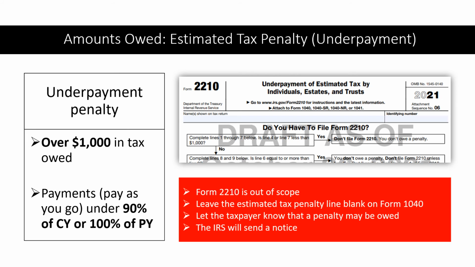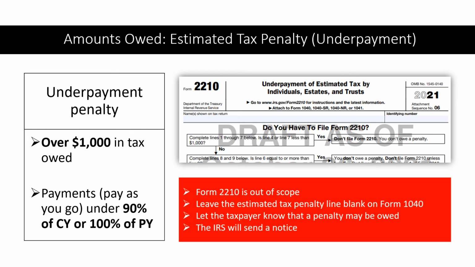So if you come to the end of the year and you owe over $1,000 in tax, then the IRS kind of assumes that you haven't really been playing by those rules, right? So they're encouraging people to pay as they go by assessing an estimated tax penalty for underpayment.